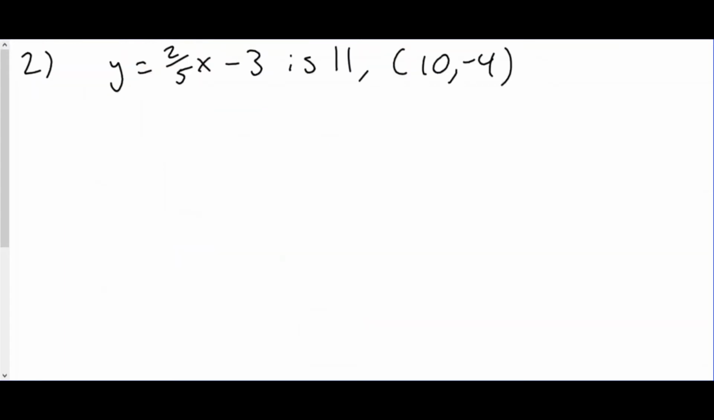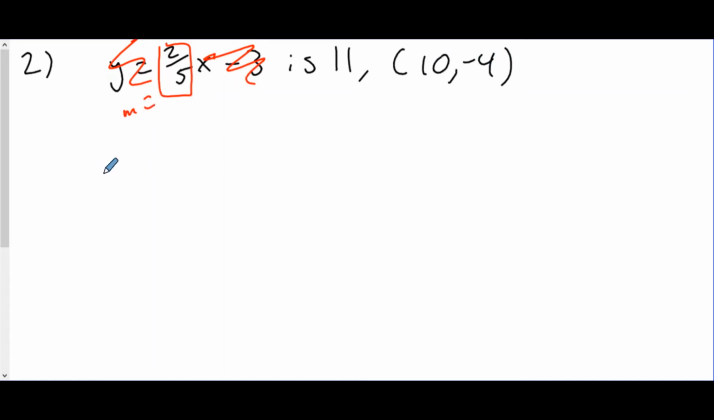Number 2, I want the equation of the line. Y equals 2/5 x minus 3 is going to be parallel to it, and it goes through the point (10, negative 4). So again, when I see parallel lines, I know parallel lines have the same slope. So what's the slope here? It's 2/5. So don't need any of that. So m is 2/5, and that's my point.